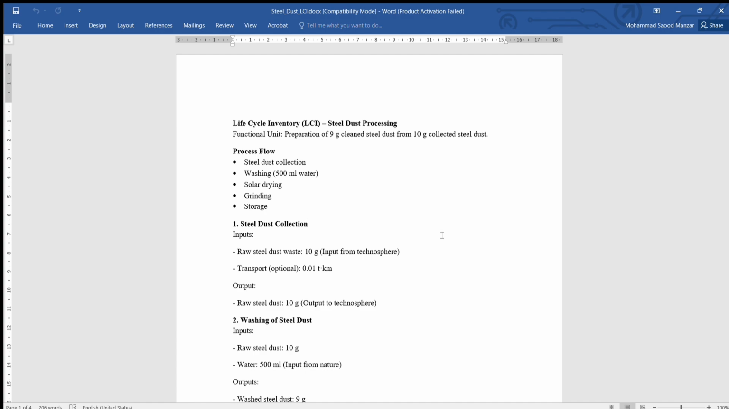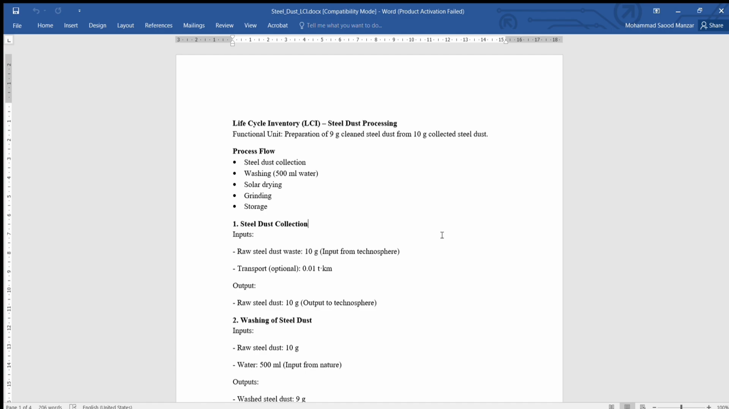Now, the life cycle inventory is the data collection stage of life cycle assessment where all the inputs and outputs of a process are quantified. In other words, life cycle inventory is a list of materials, energy, emissions, and products involved in a process. So we can also say that it is what goes into the process and what comes out of the process. Suppose we are collecting some waste materials, so this is what is coming in, and at the end what we get is what comes out of the process.